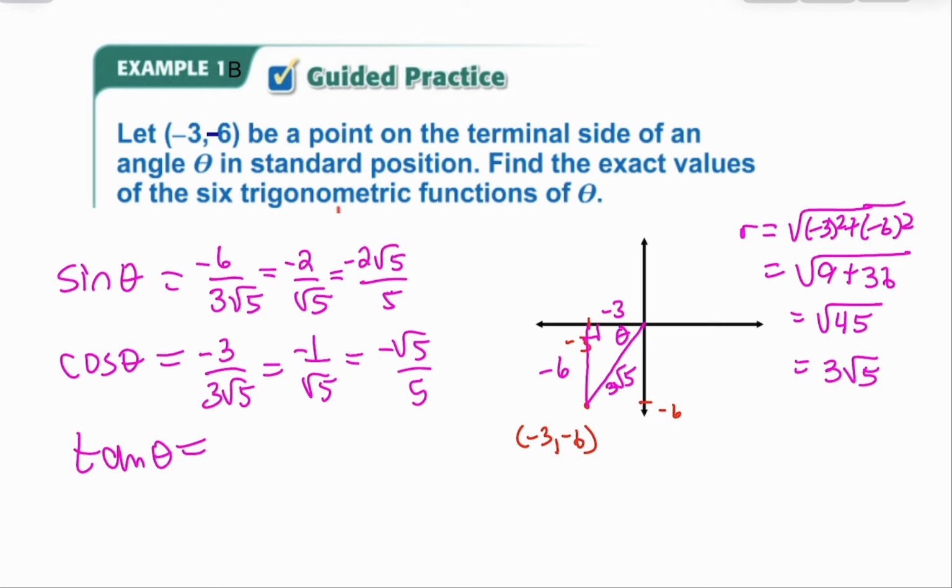And then finally, tangent is y over x, or -6 over -3, or opposite over adjacent. You can think of it in any of those ways, which reduces down to 2, or 2 over 1. Okay.